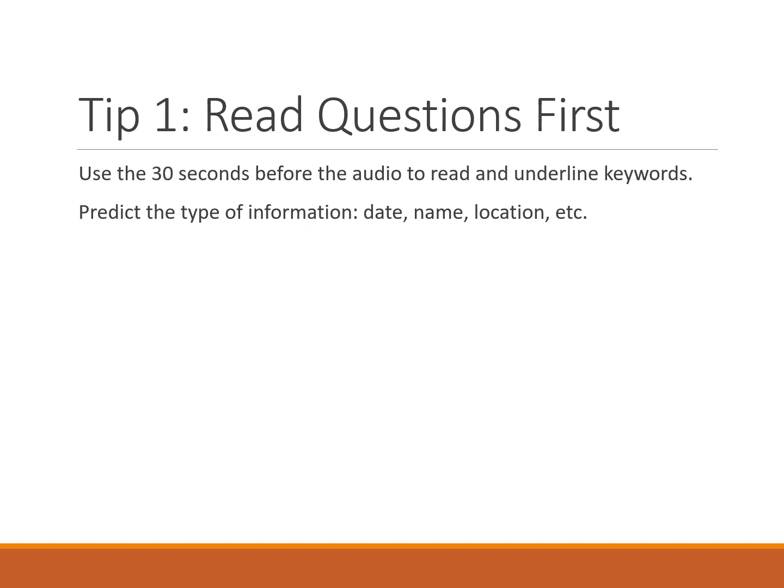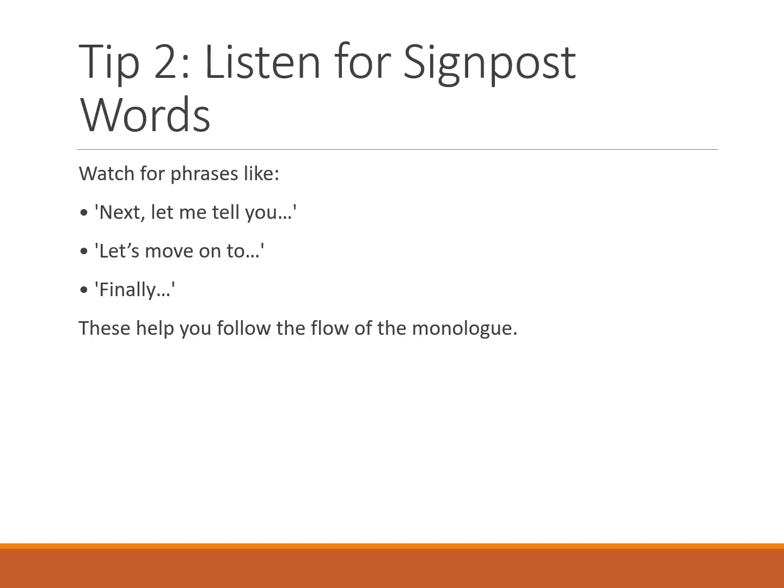2. Use anchor words and signposts, 45 seconds. Speakers often give you clues about where they are in their talk using signposts like, next, let me tell you about, let's move on to, finally. These transitions help you track the structure of the monologue and predict what's coming next. Keep your pencil moving, the answer usually comes right after a signpost.